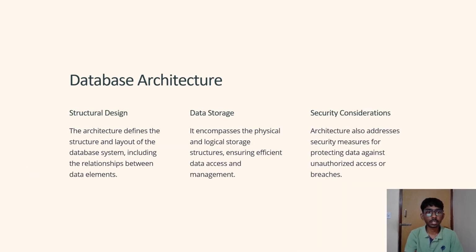Database architecture contains three parts: structural design, data storage, and security considerations. Structural design defines the structure and layout of the database system, including the relationships between data elements. Data storage encompasses the physical and logical storage structures, ensuring efficient data access and management. Architecture also addresses security measures for protecting data against unauthorized access and breaches.